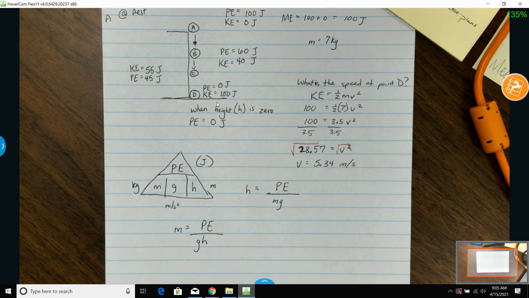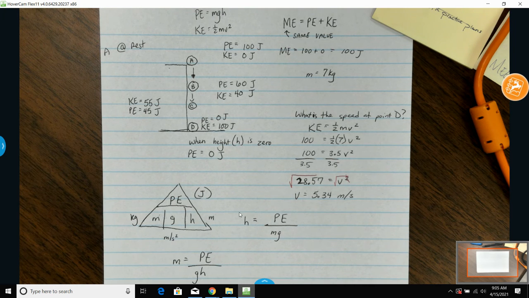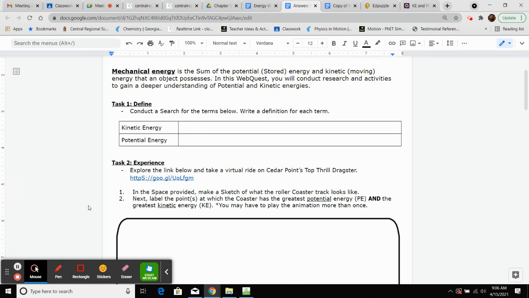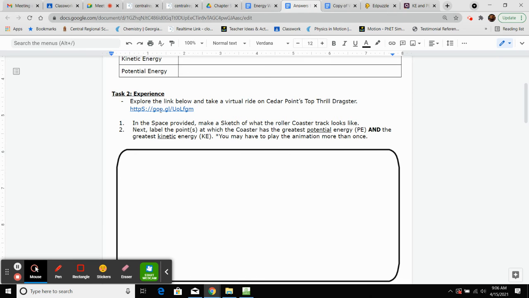Okay, so with all of that being said, let's go back. For this web quest, you can do a quick search for a definition below for these terms. We'll come back to that. You guys will be able to do that one quick and easy on your own. All right, but let's stay with this one over here. So explore the link here. We're going to look at a virtual ride of Cedar Point's Top Thrill Dragster. It's a roller coaster. In this little space here, we're going to make a sketch of the roller coaster, and then label points at which the coaster has the greatest potential energy and the greatest kinetic energy.